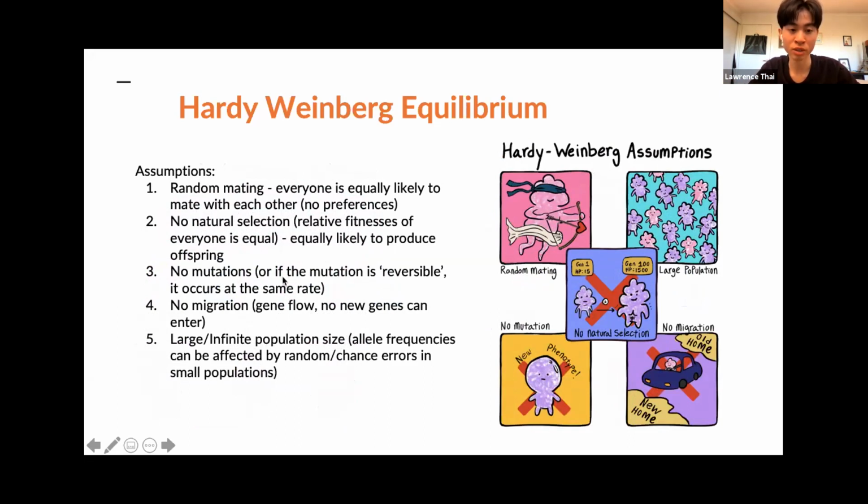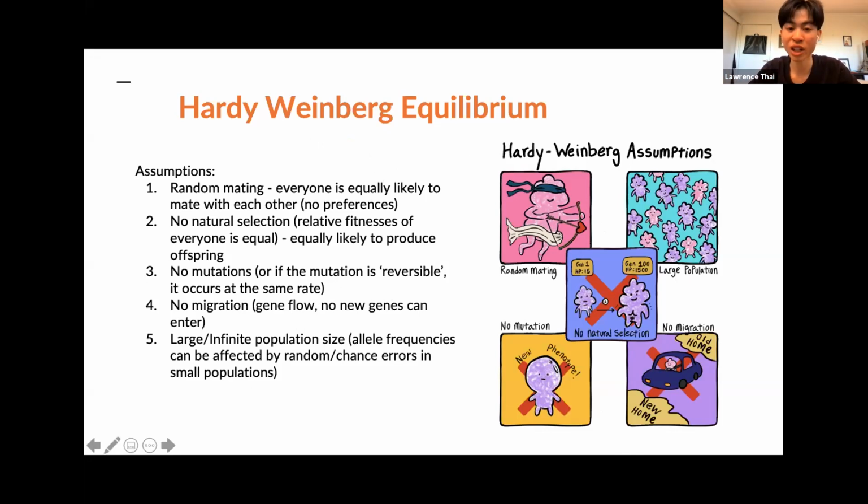No mutations. Another caveat is that you can have mutations, but only if they're reversible. Let's say you've got a mutation A to B and you can go backwards and forwards. This only works if the rate of the forward mutation is equal to the rate of the backward mutation. It's kind of like a chemical reaction, but I don't think you need to know that too much. No migration is pretty much no gene flow, so we can't get new people coming in or old people going out.